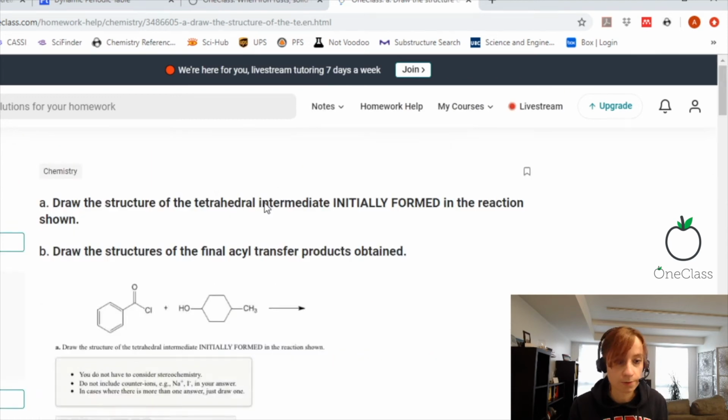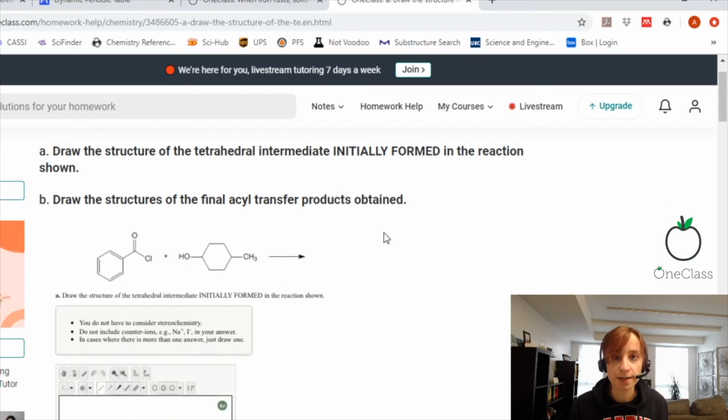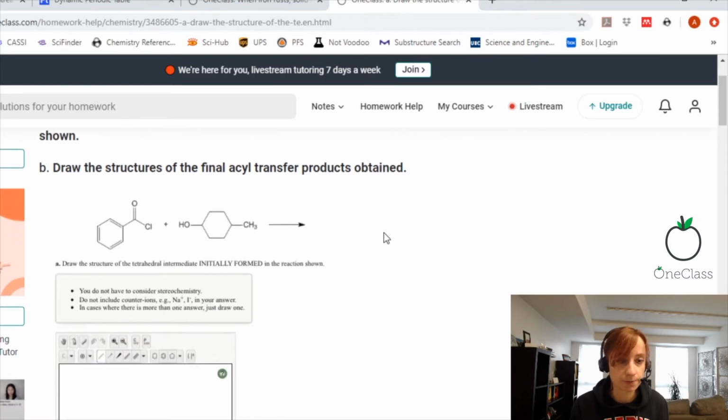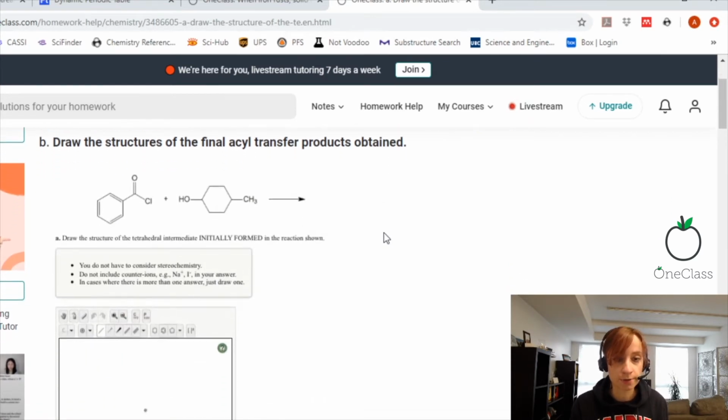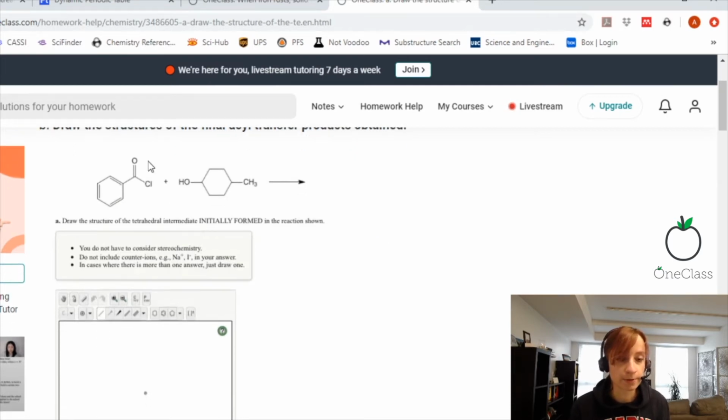It's an organic chemistry question. So it says to draw the structure of a tetrahedral intermediate initially formed in the reaction shown. Then draw the structure of the acyl transfer products obtained. So we're going to react an acid chloride with an alcohol.